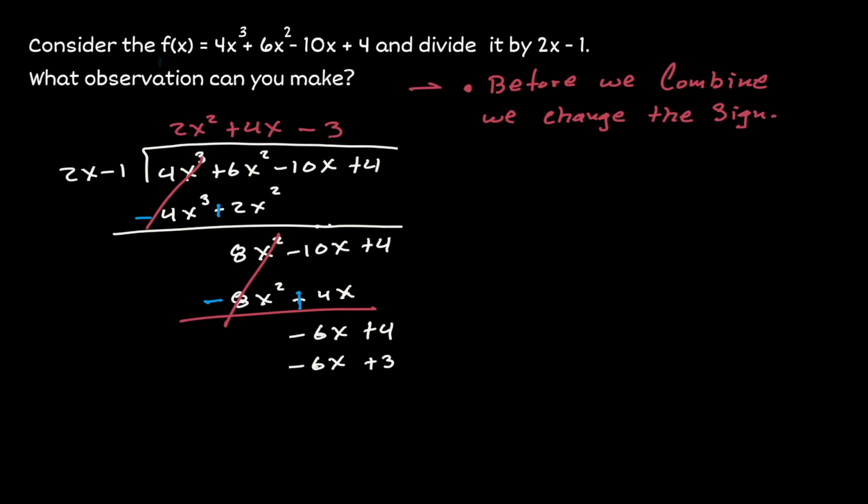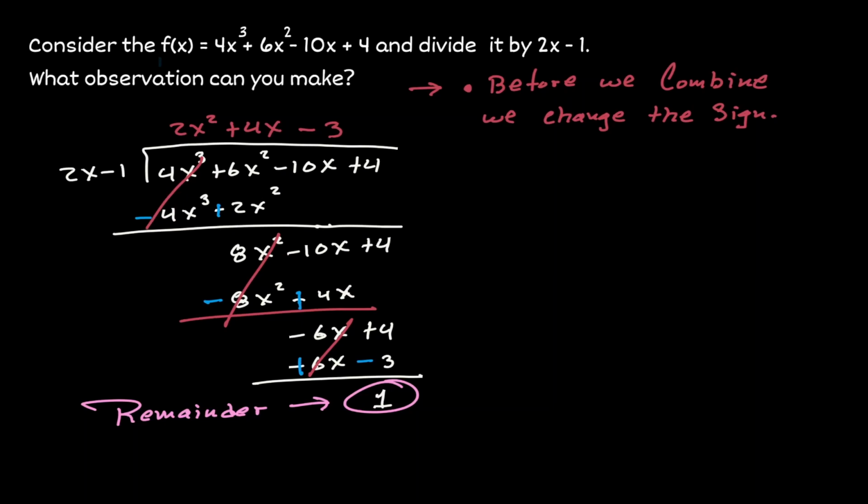But before we combine, we change the sign. So negative 6x, let's change it to a positive. And positive 3, let's change it to a negative 3. Now let's combine like terms. The 6x's are going to cancel out. And 4 minus 3, that is positive 1. So now notice that our remainder, it's not 0. It is of a value of 1.